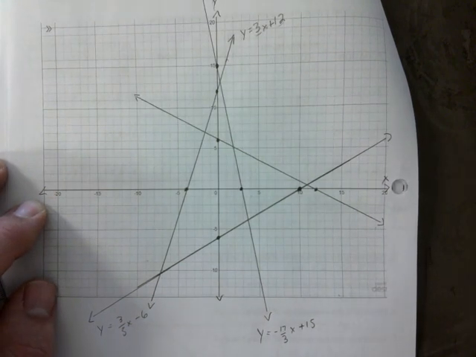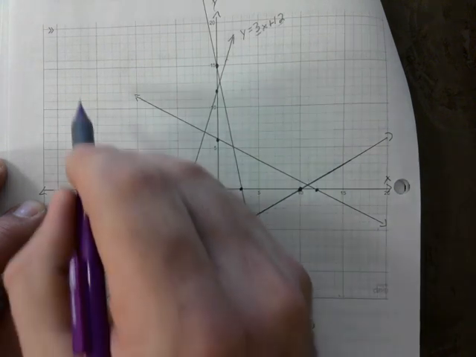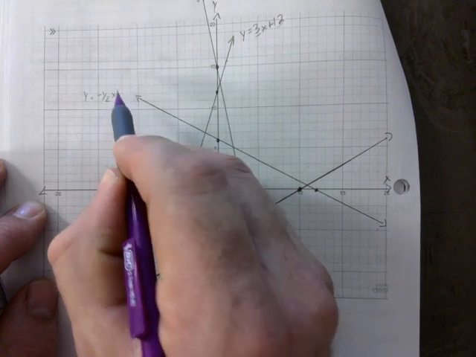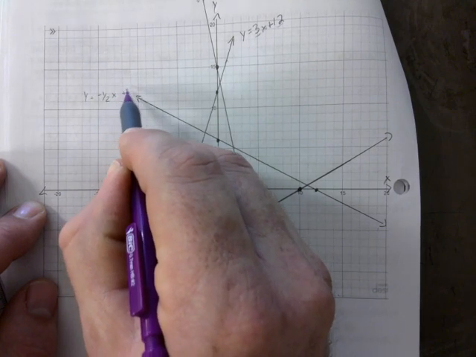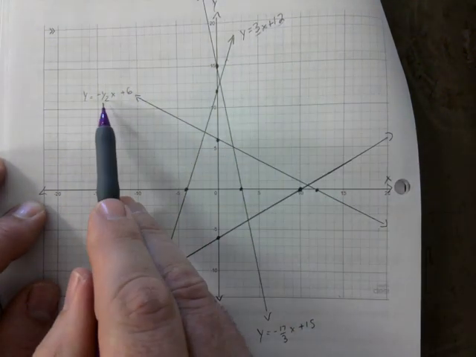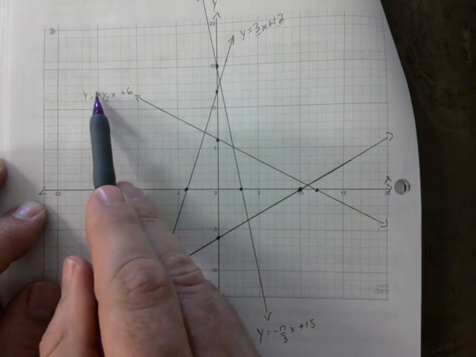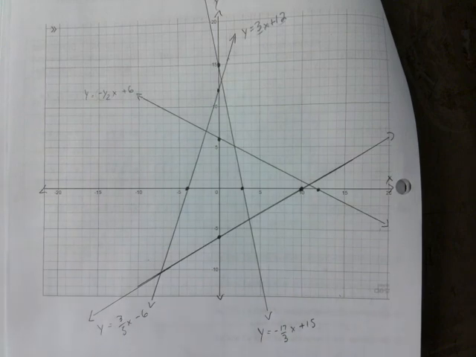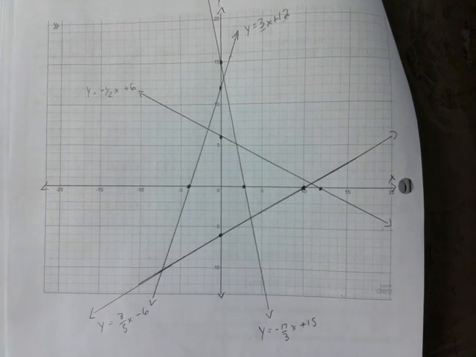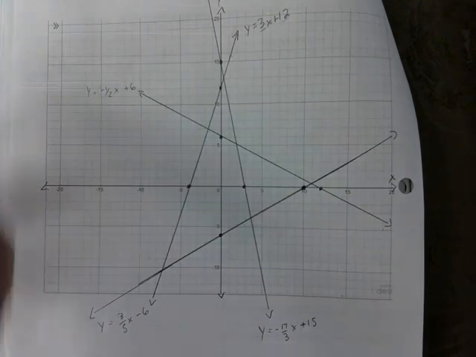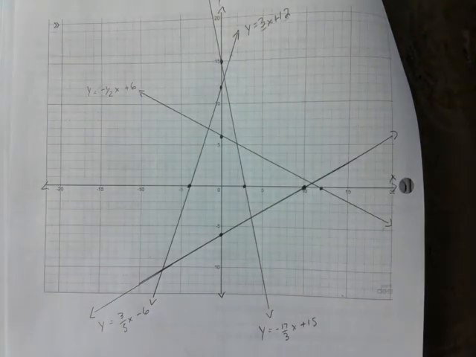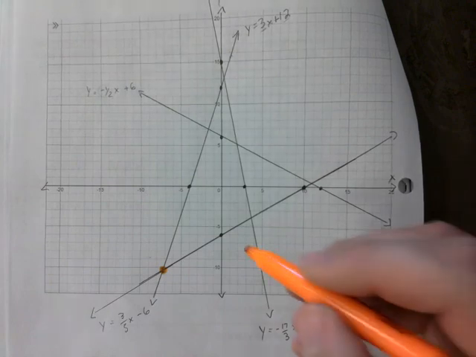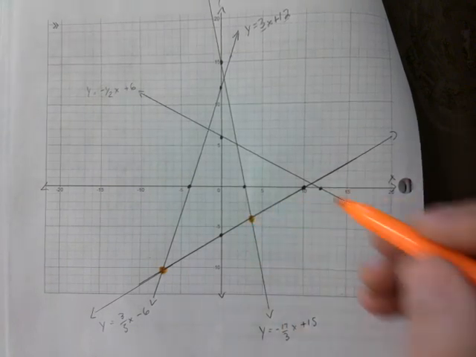There's that one. And I'm going to label it right away. And I use the rewritten form. This is negative 1/2 x plus 6. Does it make sense? Yep, it's pointing down and it goes through 6. Okay. I'm going to use a highlighter because we still have time. I'm just going to circle all the points of intersection between the lines.